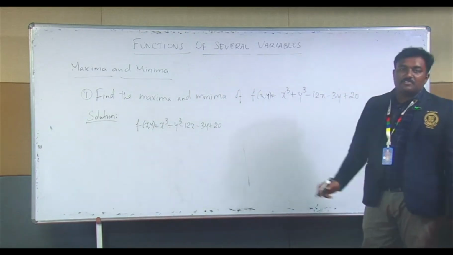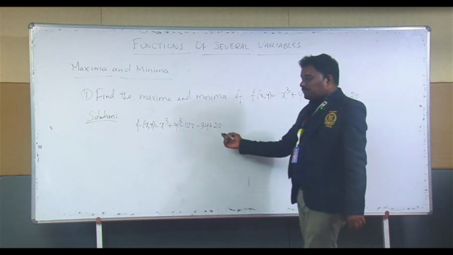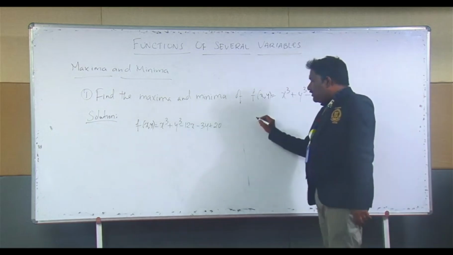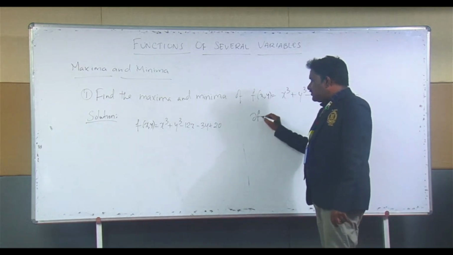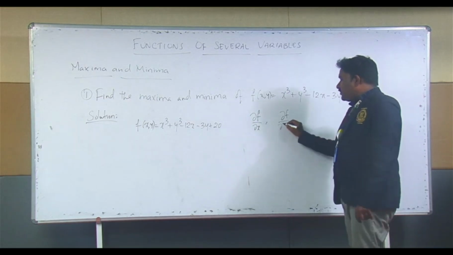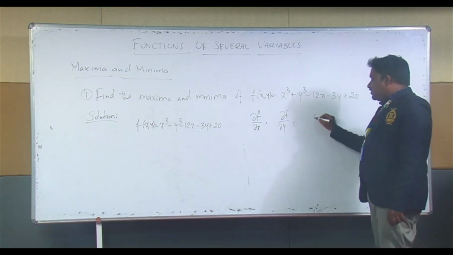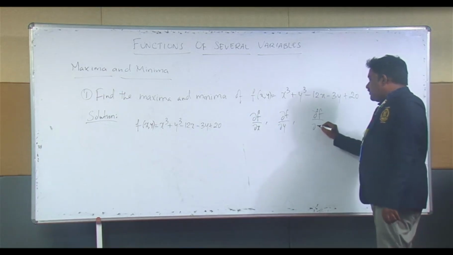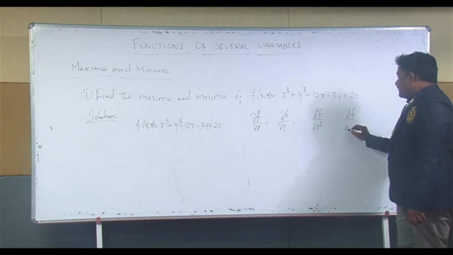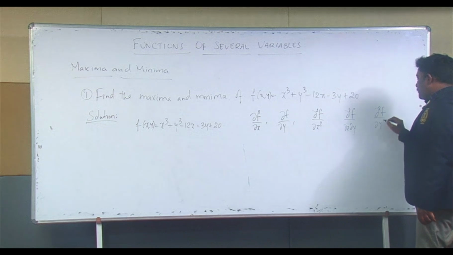so the given function f of x comma y equal to x power 3 plus y power 3 minus 12x minus 3y plus 20. So the working procedure is we have to find the partial order differentiations which is dou f by dou x and then dou f by dou y, then the second order differentiations which are dou square f by dou x square, then dou square f by dou x dou y and dou square f by dou y square.